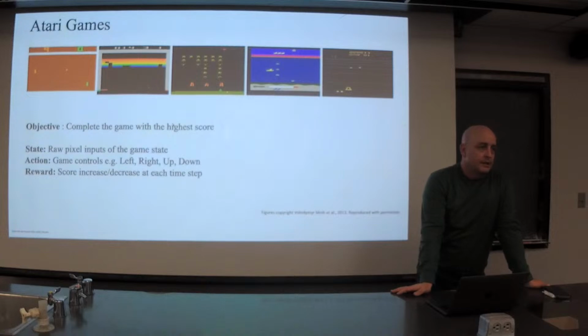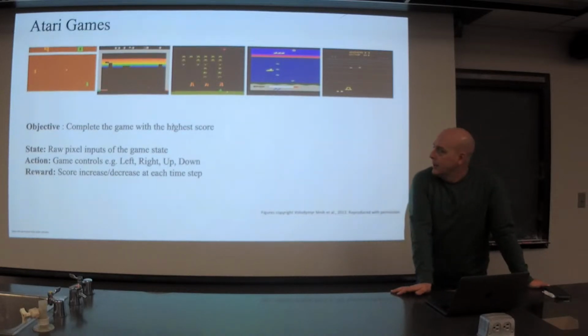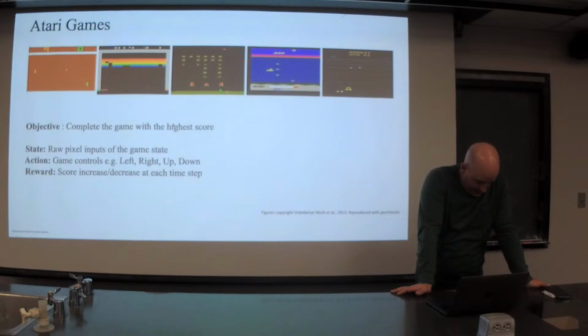Kind of along those same lines. Does it know the score, or is it reading the score? It knows the score in the sense that it's getting rewarded for increasing the score.